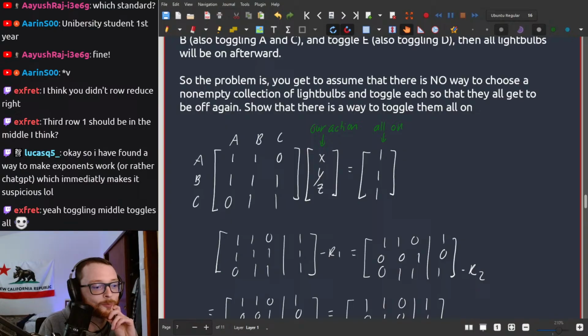I found a way to make exponents work rather ChatGPT, which immediately makes it suspicious. I would be suspicious of that, yeah.